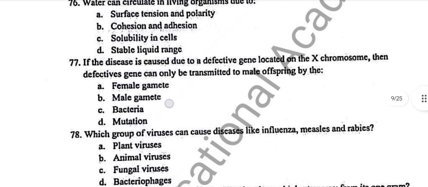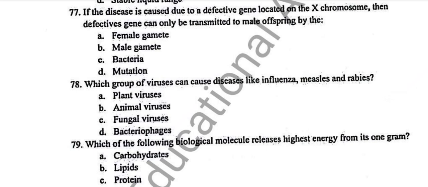Question number 78. Which group of viruses can cause diseases like influenza, measles, and rabies? A. Plant viruses. B. Animal viruses. C. Fungal viruses. D. Bacteriophages. And the correct option is B. Animal viruses. All infect humans and animals, not plants or bacteria.